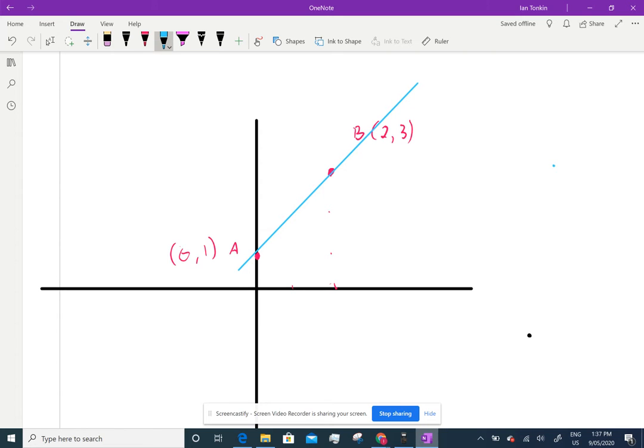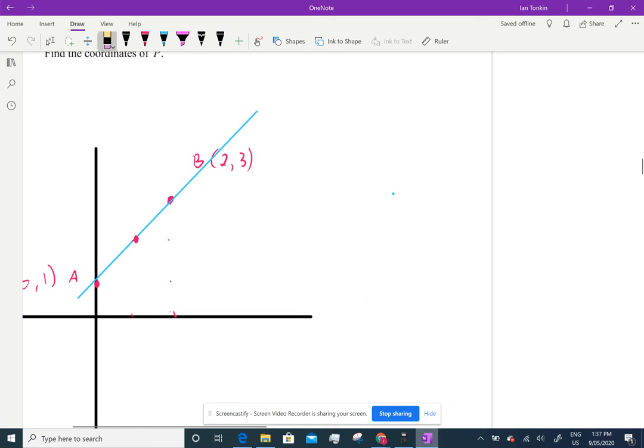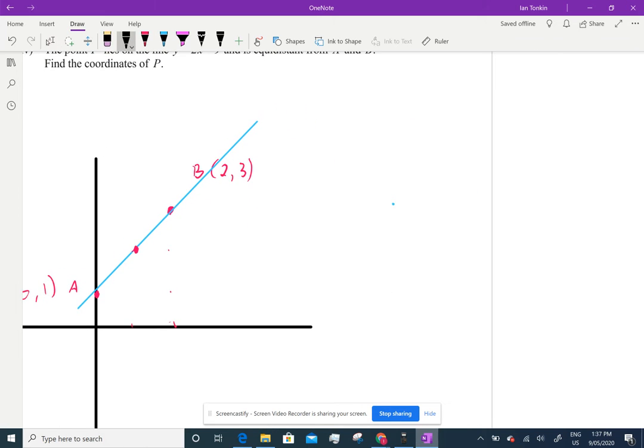Beautiful. Now, we need to find the midpoint of AB. So somewhere here. And the reason why drawing a diagram is so much better is because you now have an idea about where it should be. So number 1, midpoint of AB.